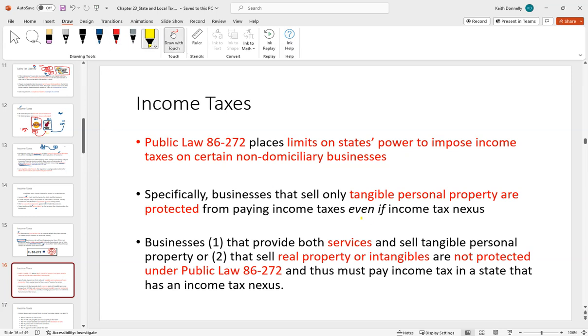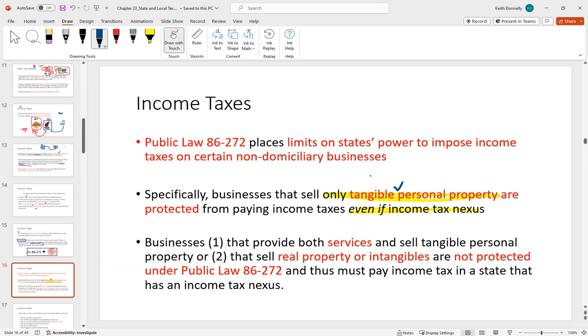specifically businesses that sell only tangible personal property are protected from paying income tax, even if income tax nexus exists. So basically, if all you're doing is selling tangible personal property, and on top of this, if you want to, you solicit sales, we'll talk about what solicitation is, you are protected.